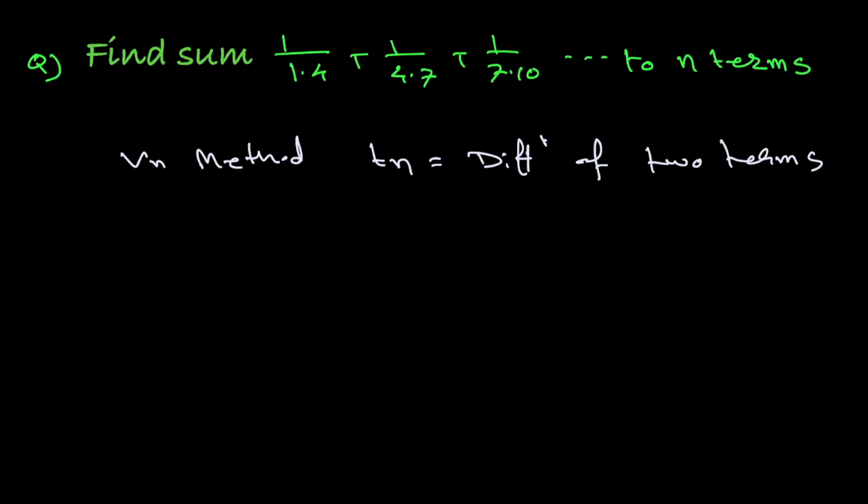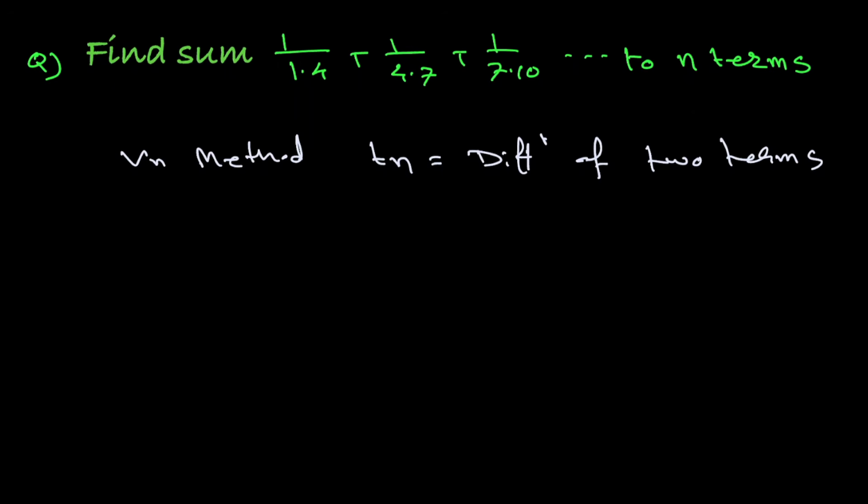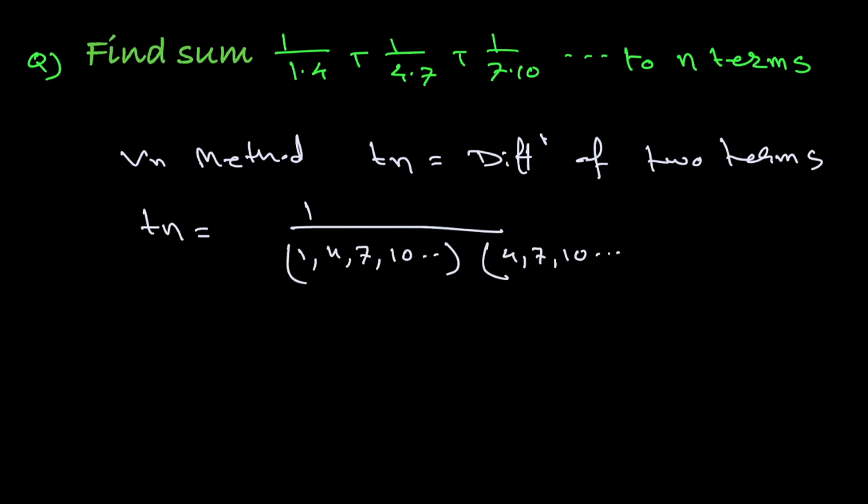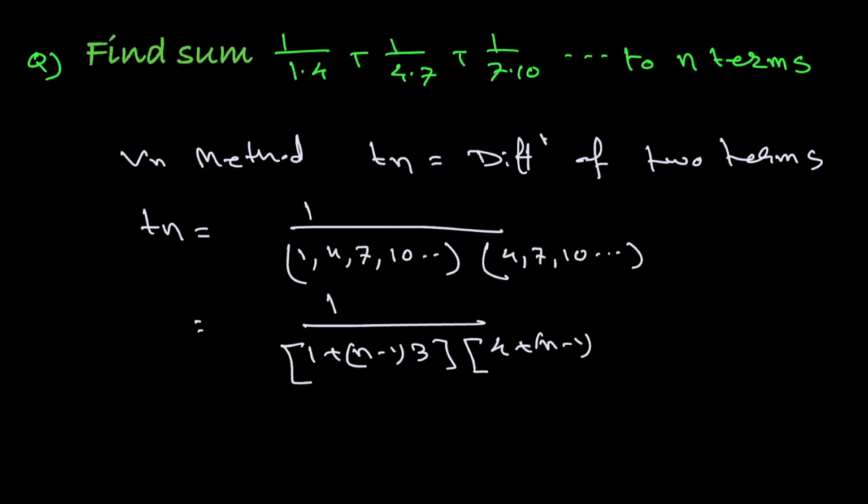First of all, this particular sum is an easy sum. First you see this. In this case, you have to find Tn first. What is the Tn here? Tn is the nth term of 1, 4, 7, 10 into the nth term of the series 4, 7, 10. So here we have to find the nth term of this series. What is the nth term? This is a plus n minus 1 into d, and for the other series also, the nth term is a plus n minus 1 into d.